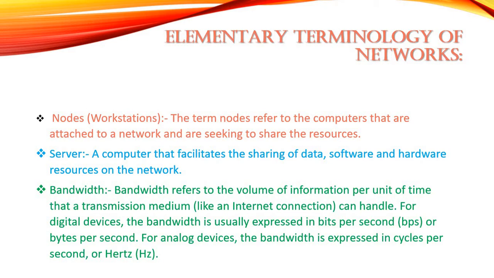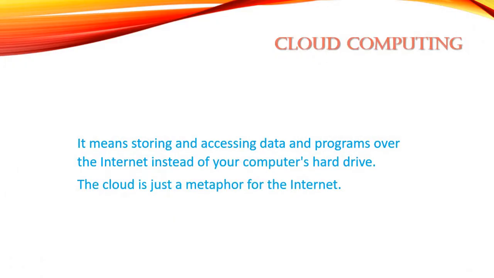Next option, that is a bandwidth. This refers to the volume of information per unit of time that the transmission medium, for example your internet connection, can handle. For digital devices, basically, it is usually expressed in bits per second, that is BPS, or bytes per second. And for analog device, bandwidth is expressed in the cycles per second, that is hertz. So this is a terminology.